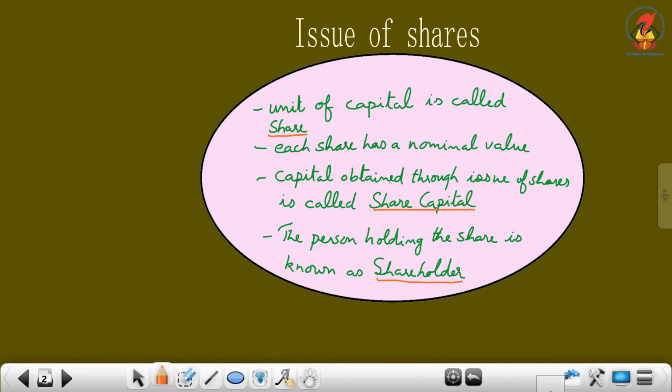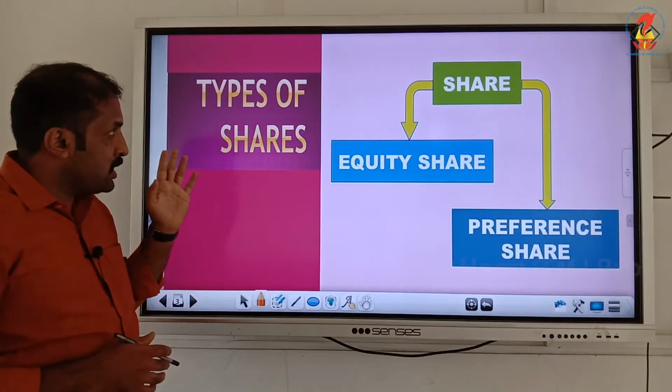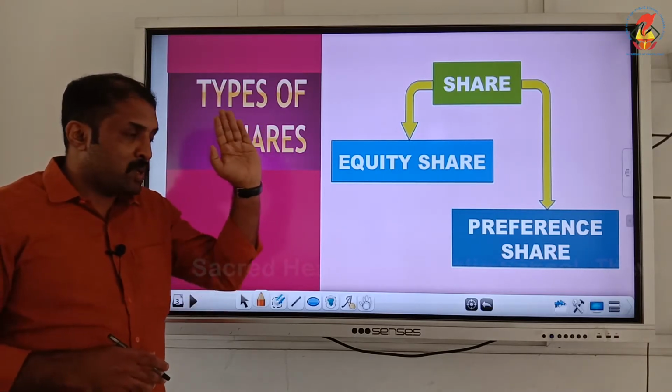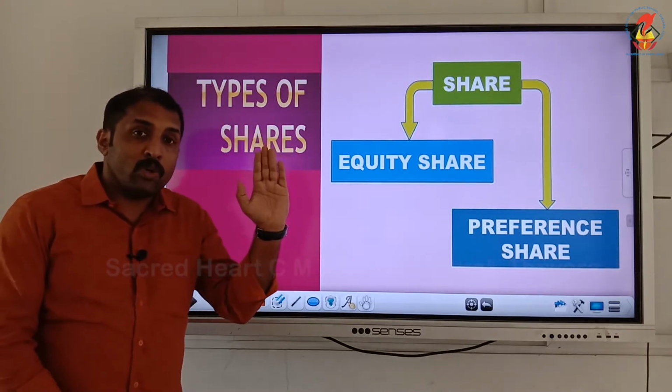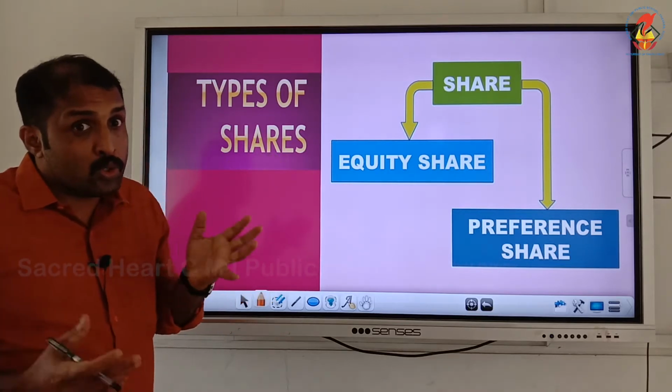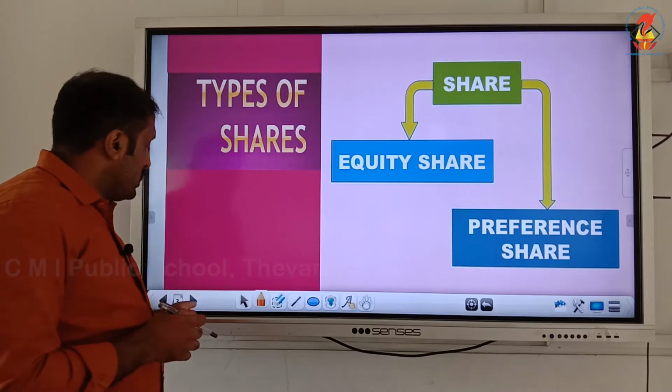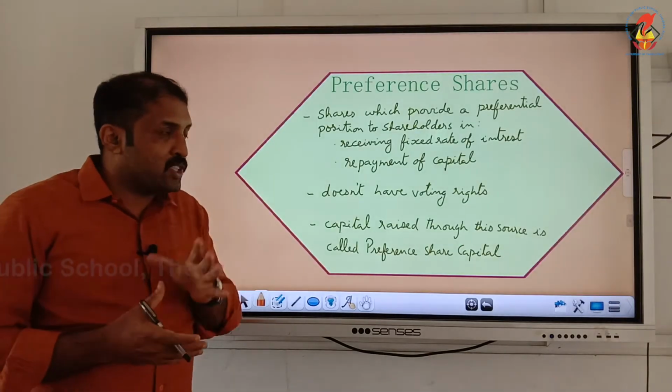Once again, a unit of capital is called a share, and each share has a nominal value. Capital collected is called share capital. A person who is holding the share is called a shareholder. Shares are classified into equity shares and preference shares. We have already seen what equity shares are: shares representing the ownership of the company. So in this session we are going to see what preference shares are.